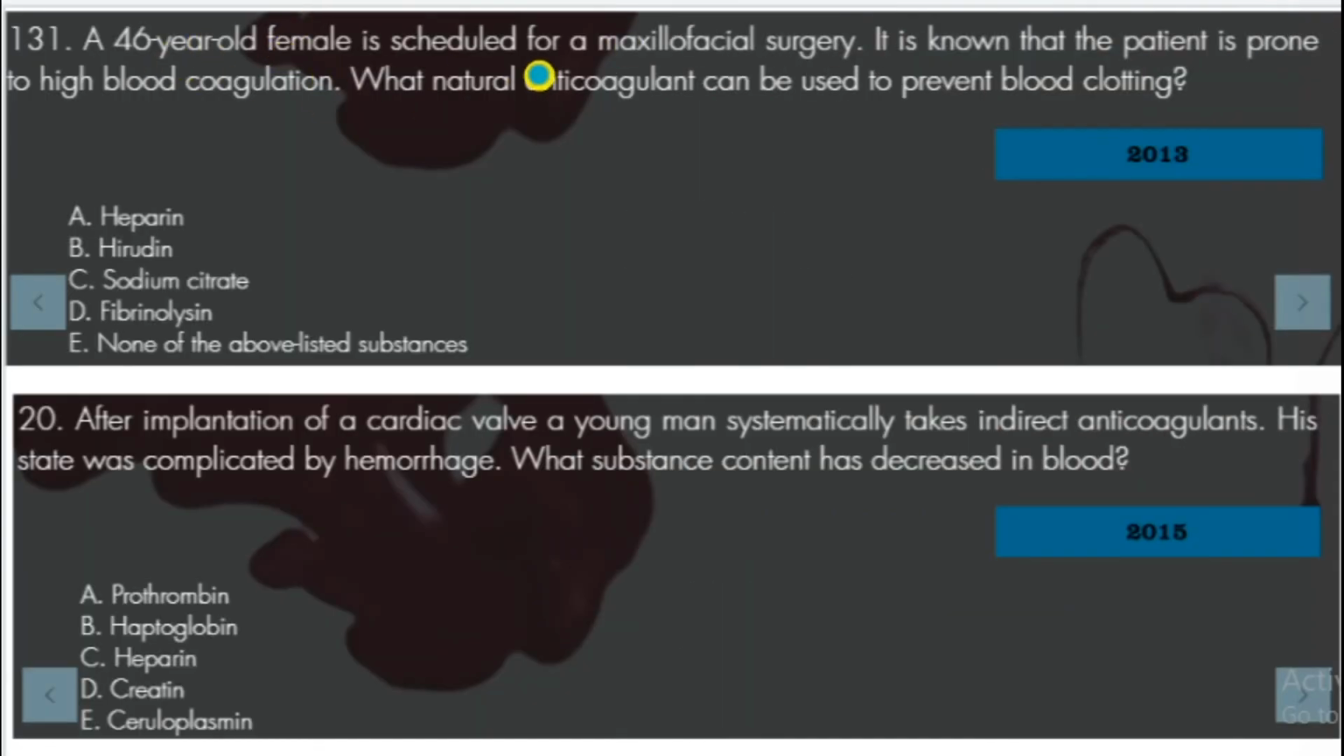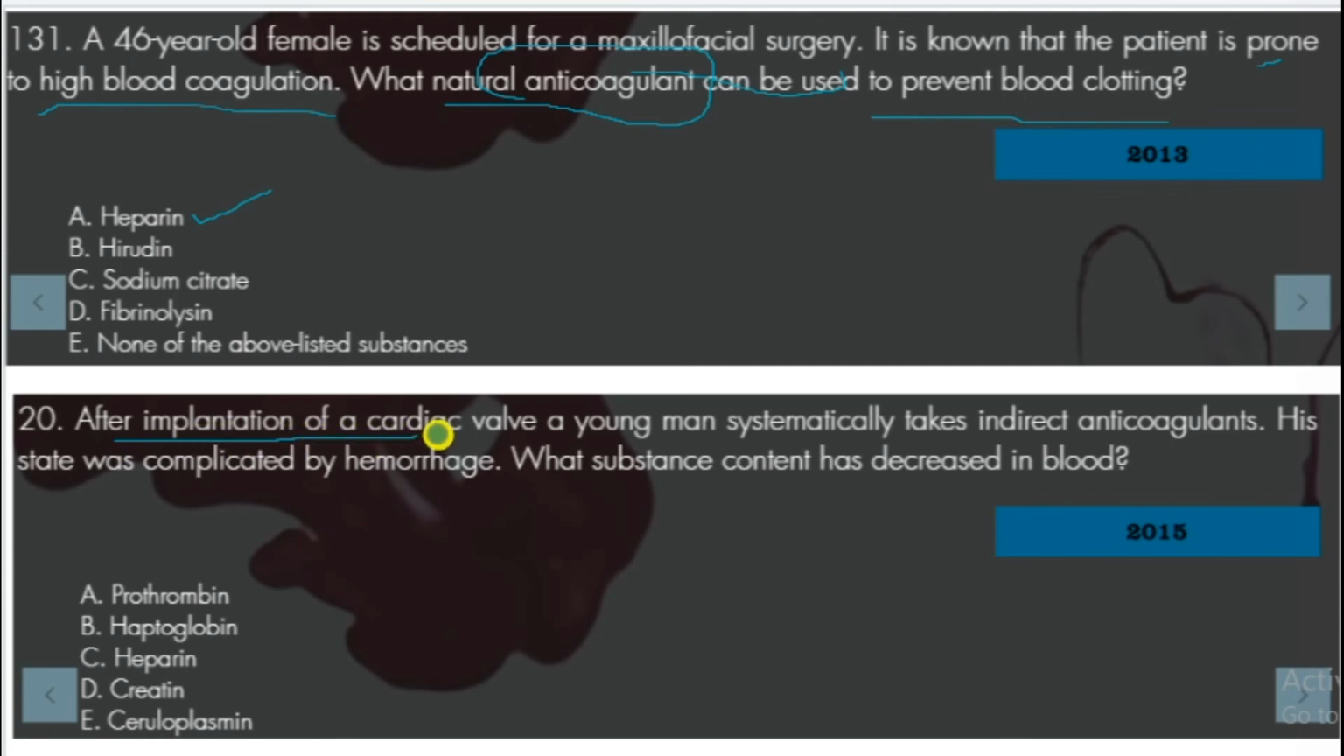A 46-year-old female is scheduled for maxillofacial surgery. It is known that the patient is prone to high blood coagulation. A natural anticoagulant can be used to prevent blood clotting. Fibrinolysin is not a natural anticoagulant. Sodium citrate is not a natural anticoagulant. Hirudin is a natural anticoagulant, but it is not used in humans because it is from Hirudinaria. Heparin is a natural direct anticoagulant.